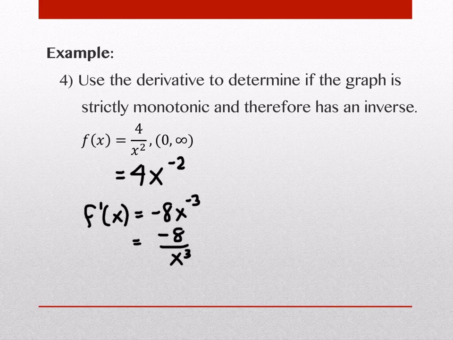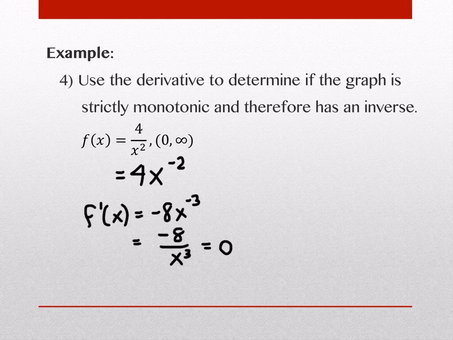So how do we do that? Well, we kind of test it to see, is it ever equal to 0? Because if it equals 0, it might change from positive to negative or negative to positive. So what can you tell me about this graph? Does the function's derivative ever equal 0? No. Why not?